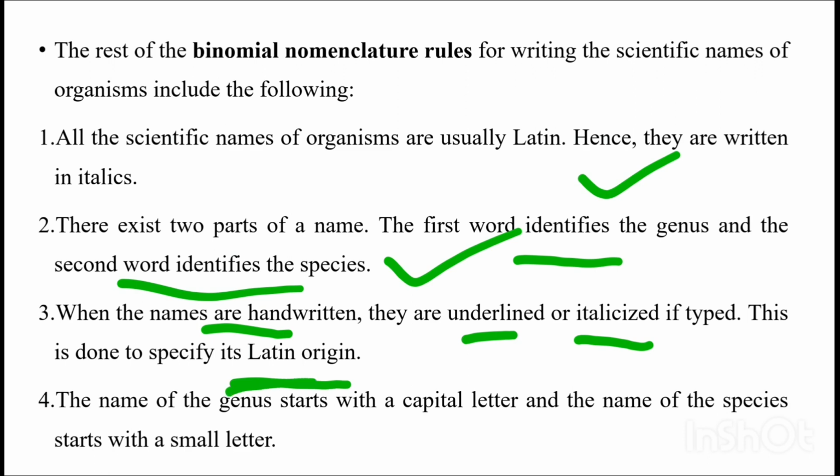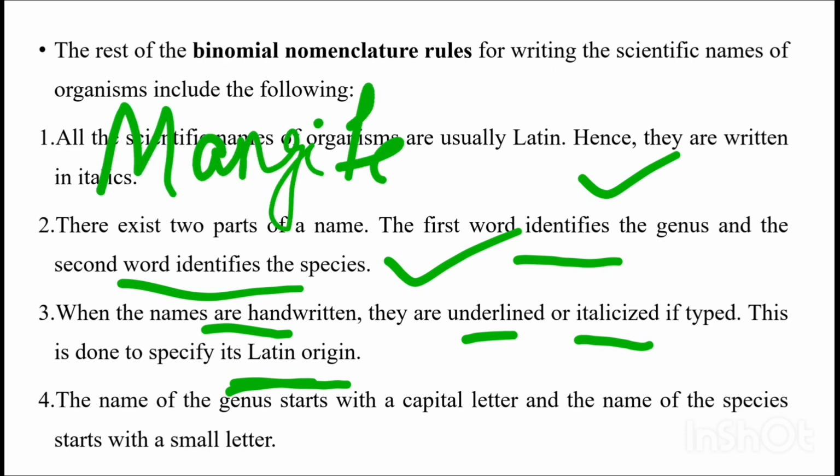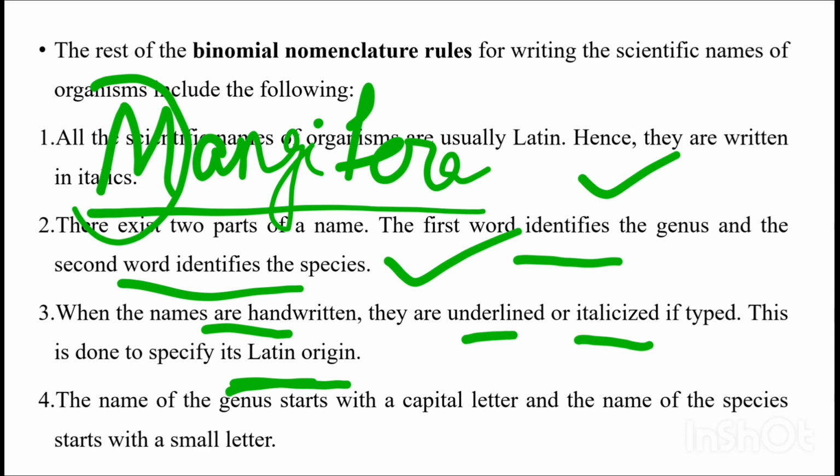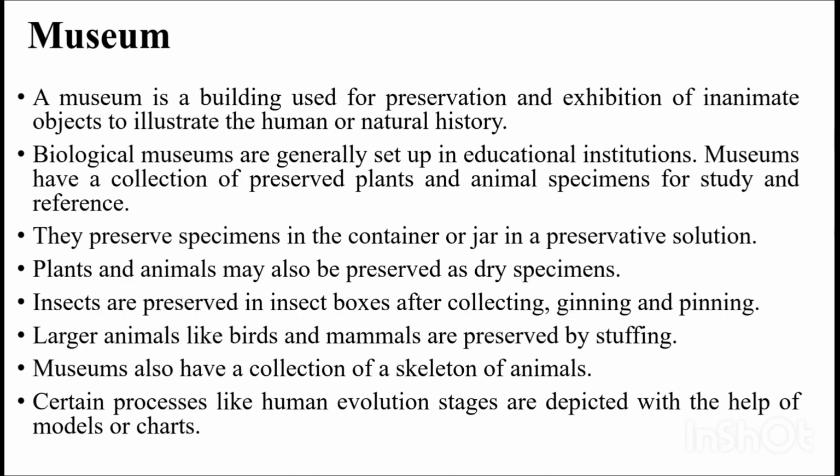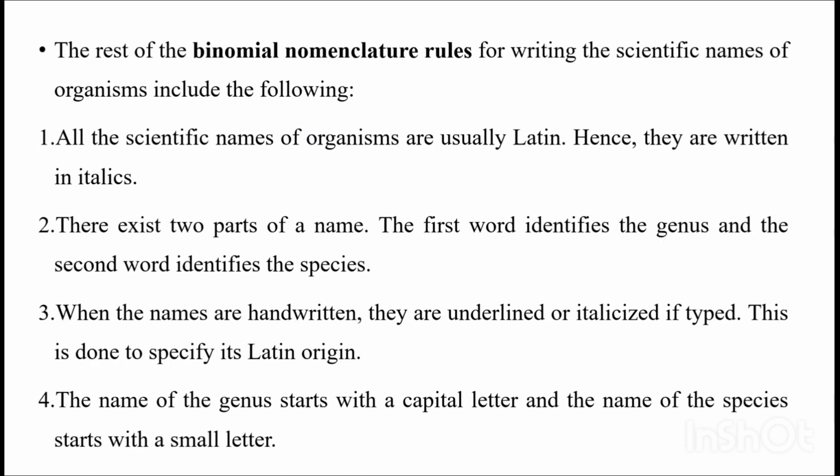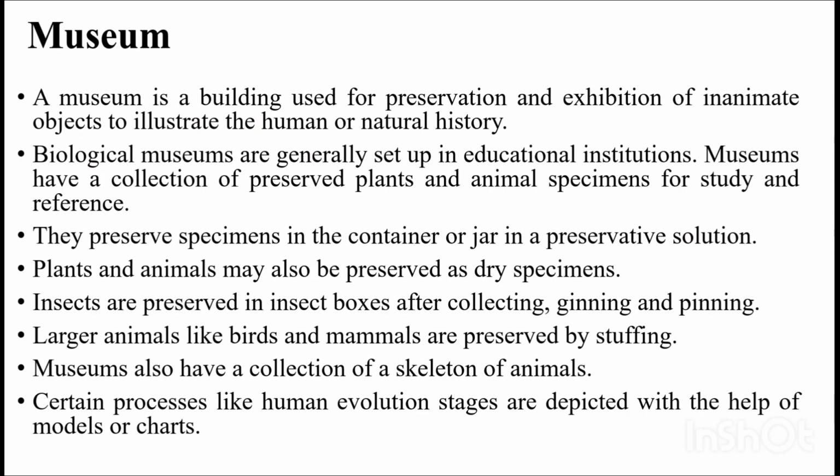The name of the genus starts with a capital letter. In Mangifera indica, Mangifera is the genus, and the name Mangifera should start with a capital letter, and the species name, that is indica, starts with a small letter. So it is all about your binomial nomenclature.